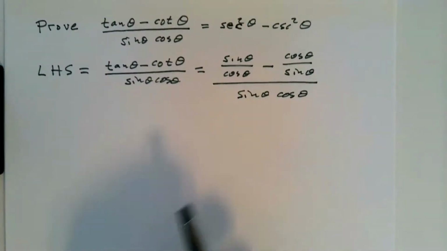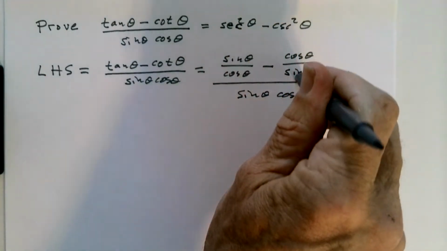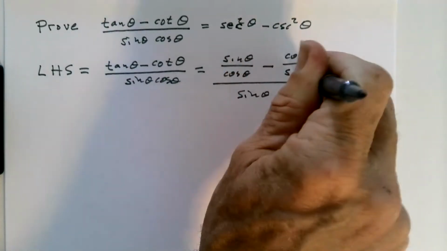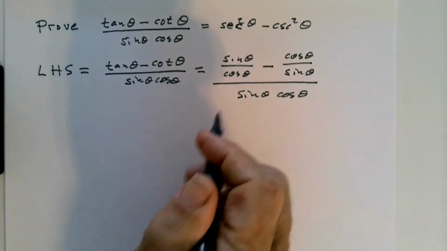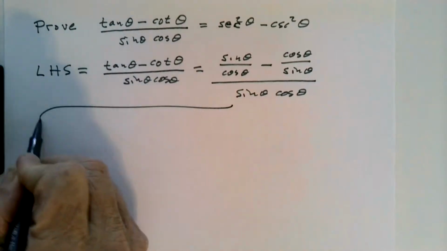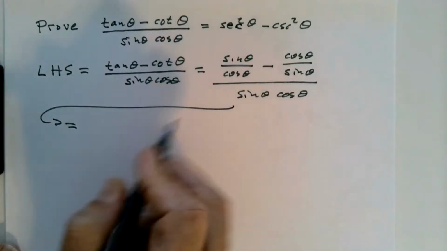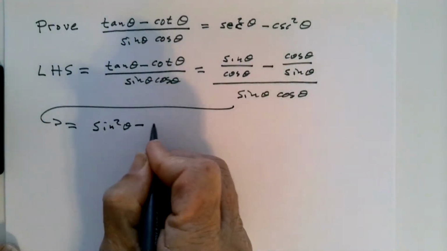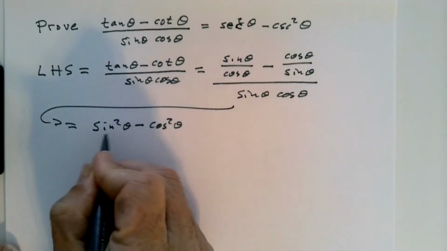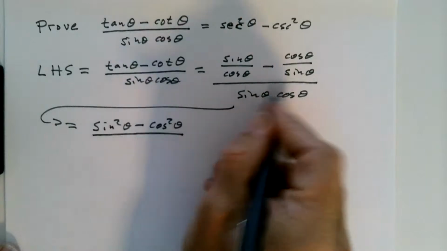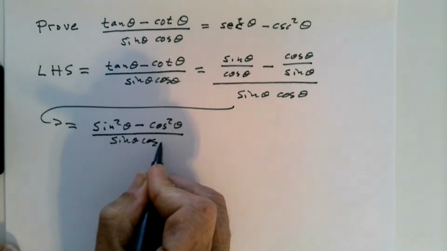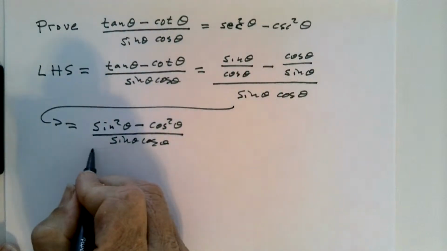What I'm going to do next is simplify this numerator. Remember, how do we add fractions? This times this minus this times this over this times this. So what we're going to get is sine theta times sine squared theta, minus cos theta, cos squared theta, all over sine theta, cos theta, all divided by sine theta, cos theta.